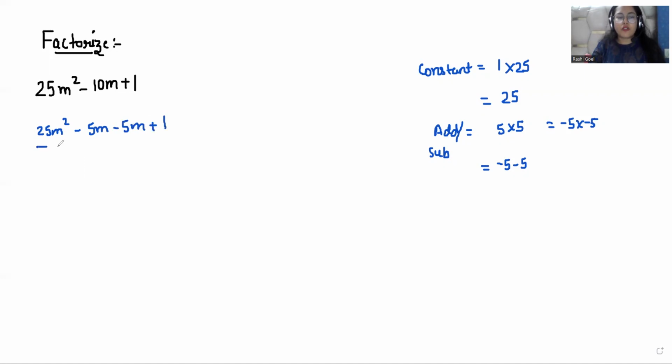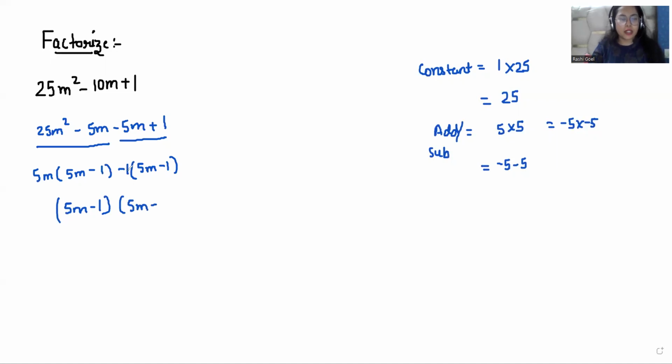−5m plus 1. Now from the first two terms, I can take 5m as common. So 5m − 1 is left. And from these terms, I can take the negative sign as common. So 5m − 1 is left. Now I can see both the brackets are the same, so I can take it common. So 5m − 1 is common. So 5m minus, there is nothing, that means 1 is left. So we have two factors, 5m − 1 and 5m − 1.